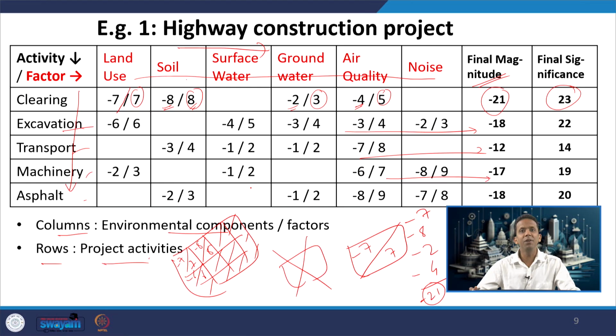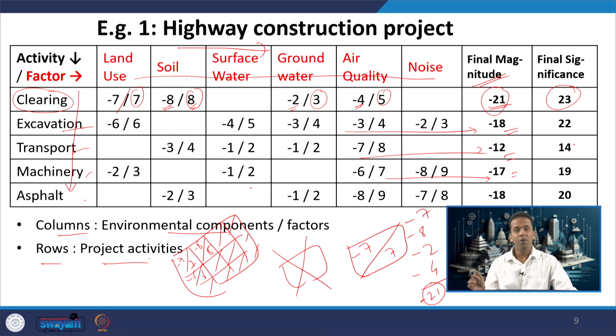What does it represent? This final magnitude shows the impact of this clearing activity on the entire environment, or all the components of the environment together. This represents the impact of one activity. Similarly, each value represents the impact of that individual activity on the entire environmental scope, and that is the significance of those impacts.